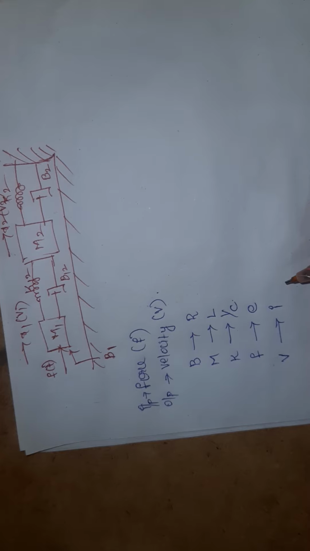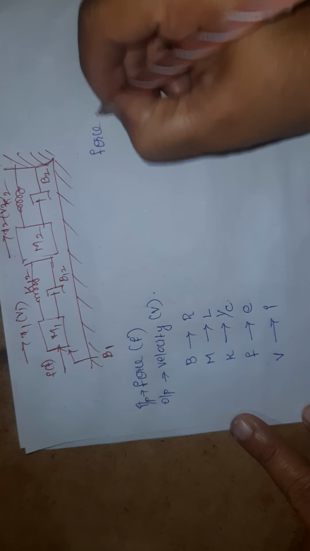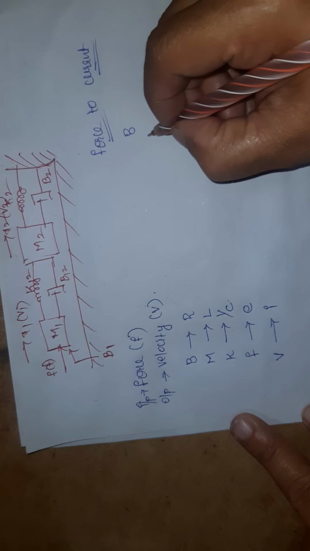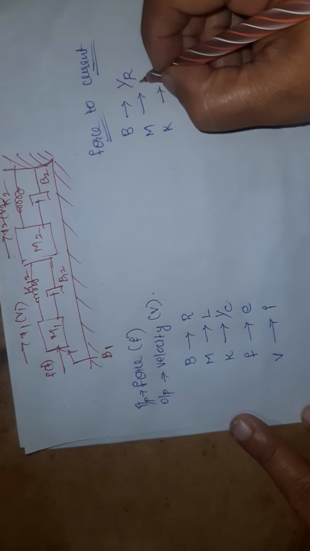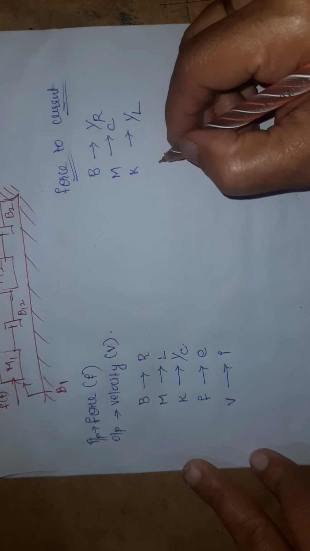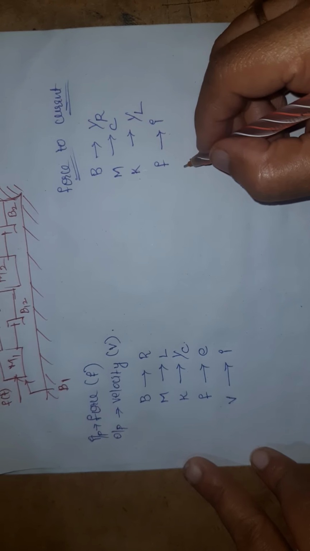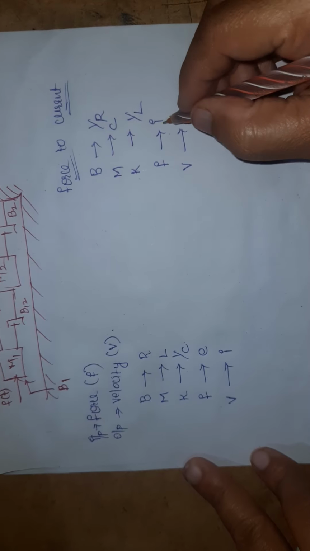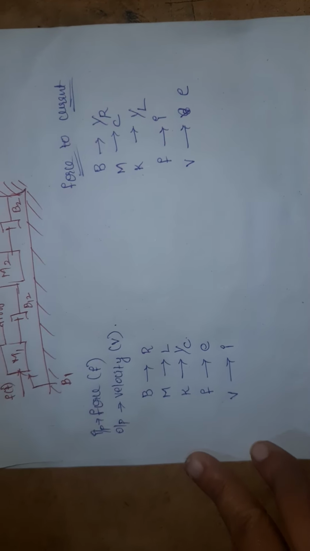Next, any more comparisons? In force to current analogies, if you recall B, M, K, B becomes 1 by R, M becomes C, K becomes 1 by L. And the input F here is nothing but current source I. The output, velocity, here becomes voltage, which I am considering as E.